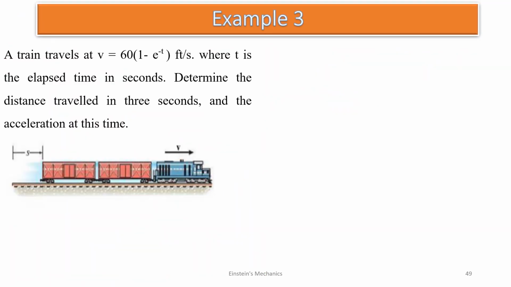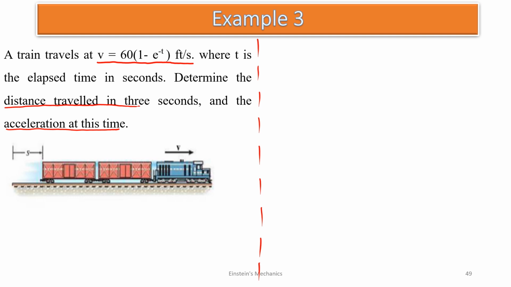All right, so this is another example that we are looking at. This one says a train travels at v, and we have the v function given in feet per second, where t is the elapsed time in seconds. Determine the distance traveled, that is our s, in 3 seconds. And we also need to determine the acceleration at this time.